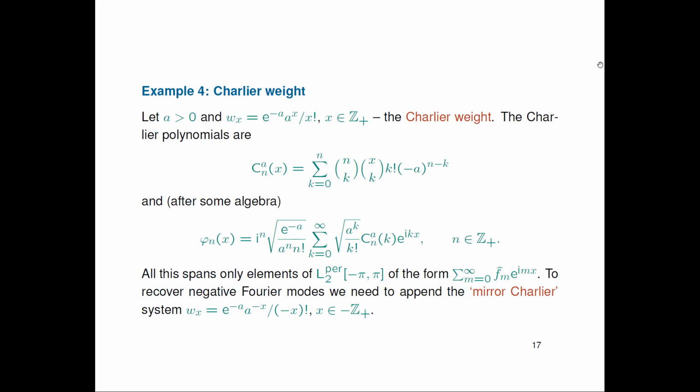This lives again not in Paley-Wiener space, because it's not the whole real line, but sort of like Paley-Wiener space. In other words, periodic functions in minus pi pi, but whose Fourier transform lives only on non-negative coefficients. But we can again, like we have done earlier with Laguerre, add the mirror Charlier with this sort of jumps, and together it forms a complete orthonormal system.